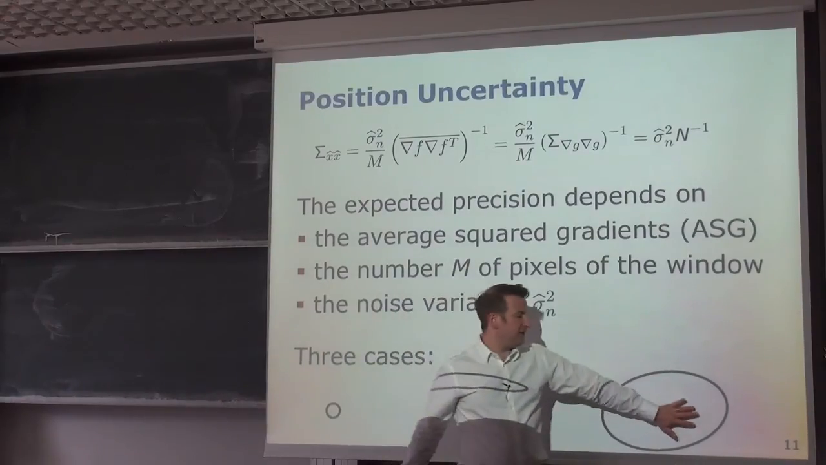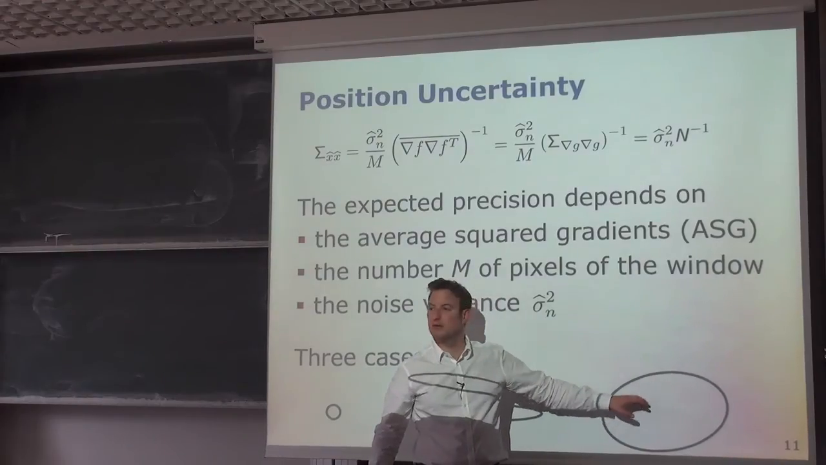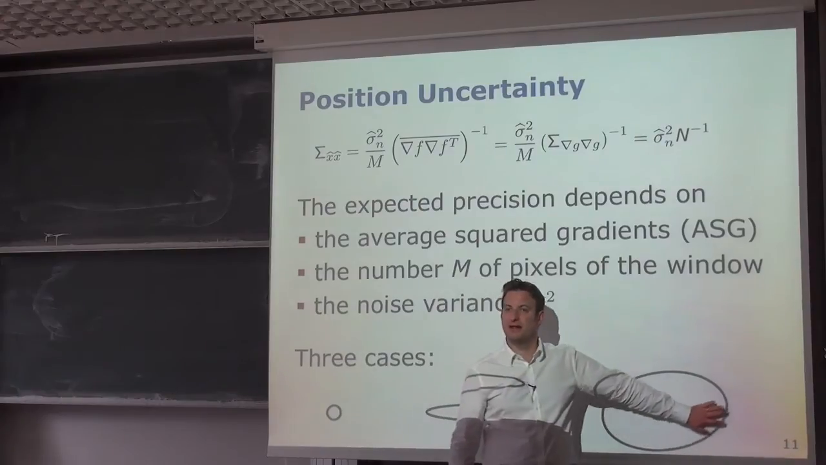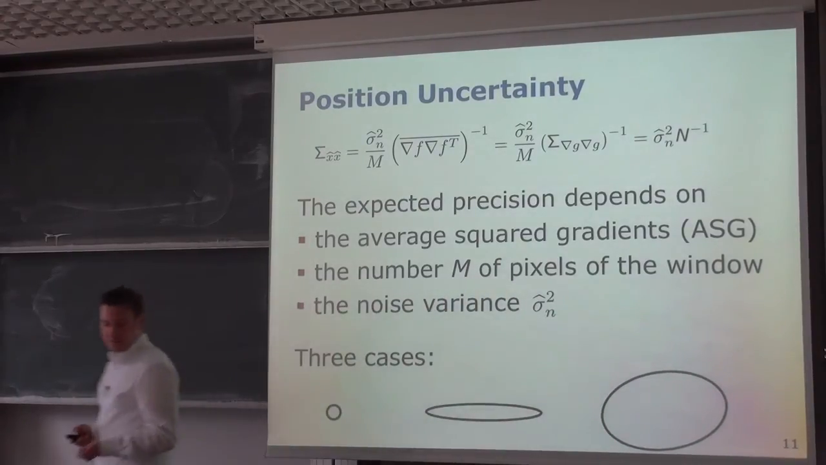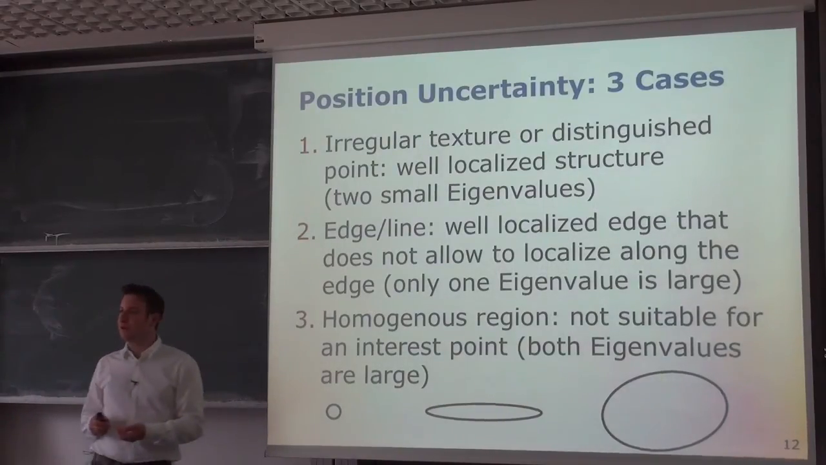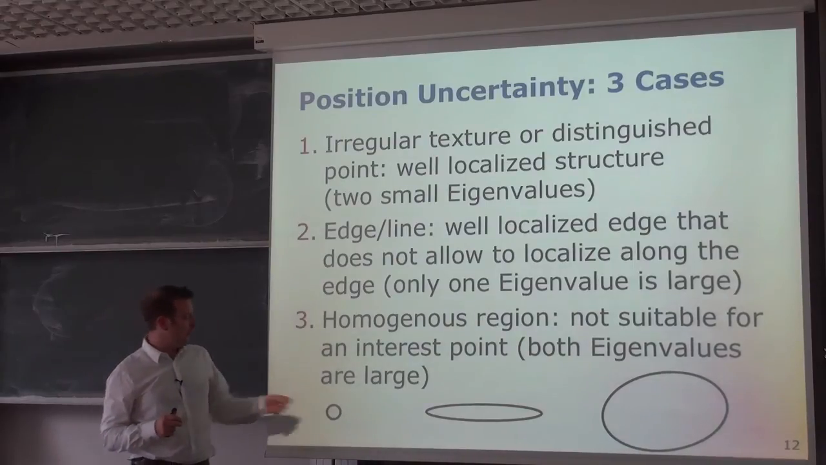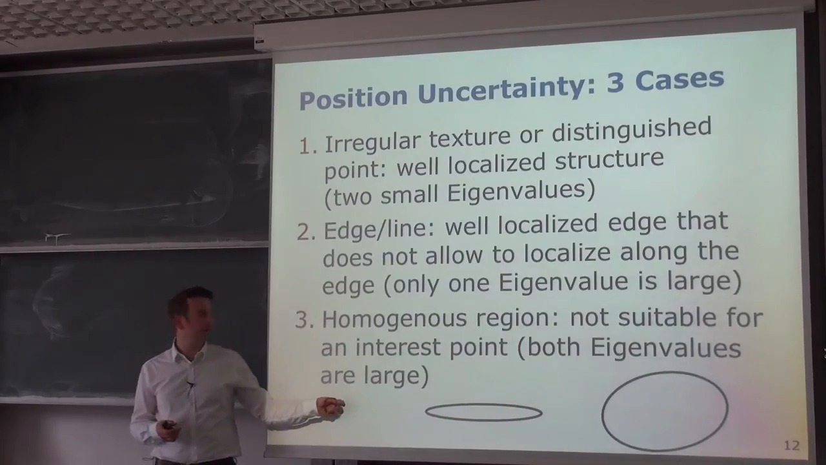In this example over here, we have a high uncertainty in all directions. This is exactly the case you mentioned before. This is just a more or less uniformly colored area. So there are 3 different things. The first is what we typically have, which is an irregular texture, a texture with a distinct pattern, for example, where we can localize ourselves very well in both dimensions, in the x and the y direction. Then we obtain something like this.